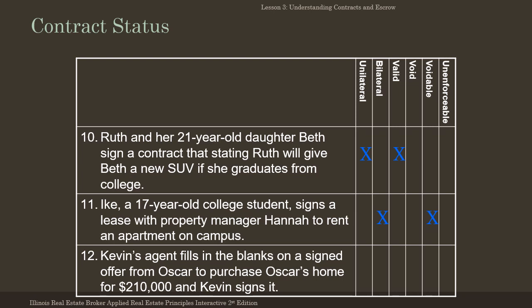Number 12. Kevin's agent fills in the blanks on a signed offer from Oscar to purchase Oscar's home for $210,000. Kevin signs it. We have a unilateral contract, which I don't think is correct, and it's valid. So we're going to go back and redo this one because we have a bilateral contract. Both parties have signed this contract, so we have a bilateral contract.